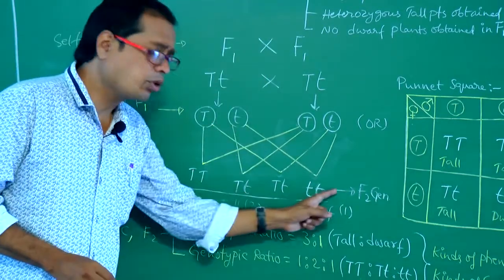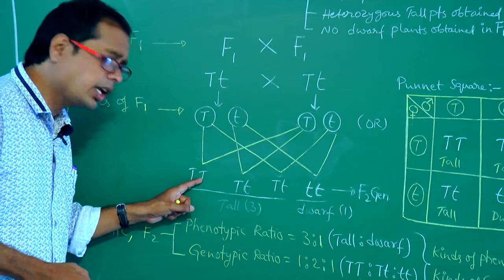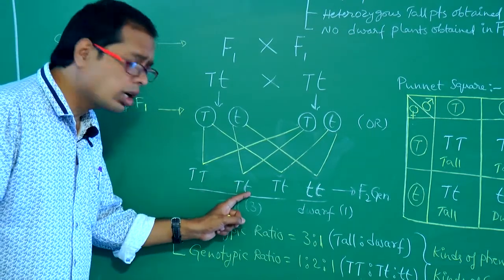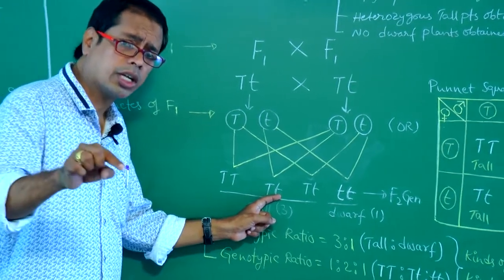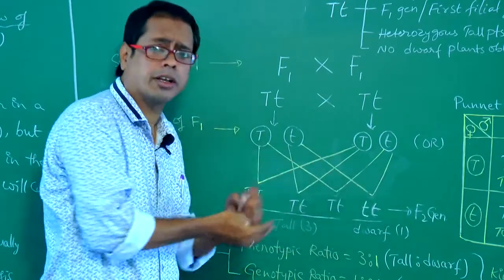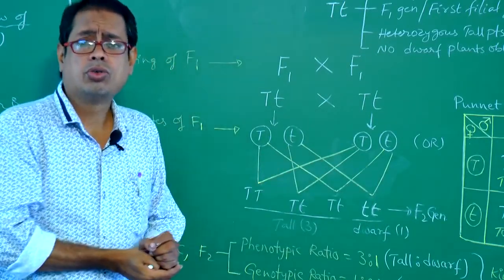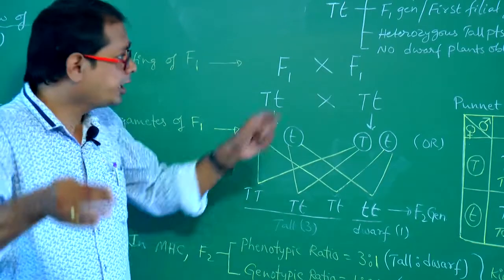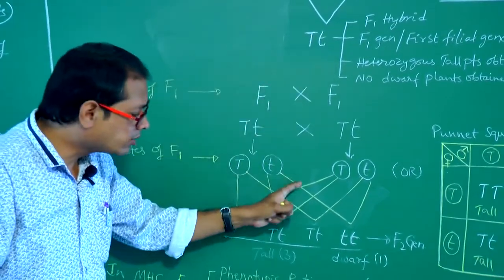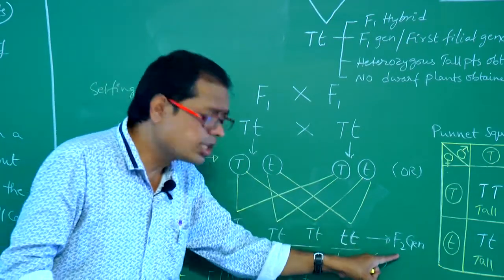Capital T, these are the F2 plants. Capital T into capital T. Next, capital T small t into capital T small t. That means this one only, no? Dwarf plants are obtained. That means dwarf plants are not obtained in F1 generation, but dwarf plants are obtained in F2 generation.